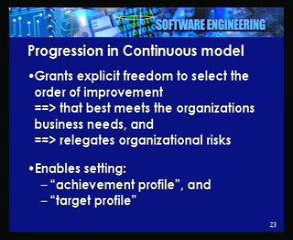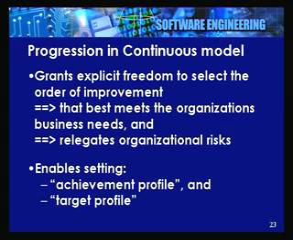So, it grants the explicit freedom to select the order of improvement. Understand the difference: in case of the stage model, the path is chalked out. In the continuous model, you can choose your own path that best meets the organization's business needs, so wherever you think is the major weakness, that is the thing.